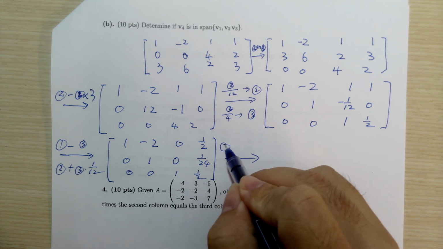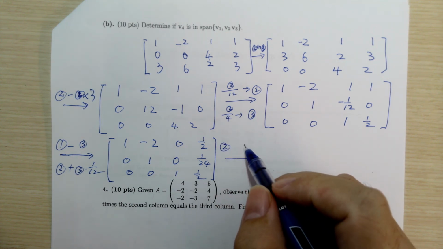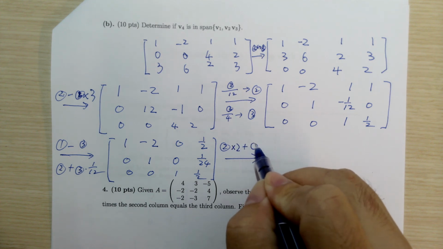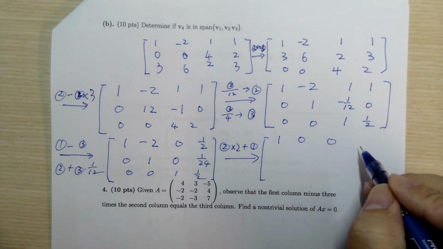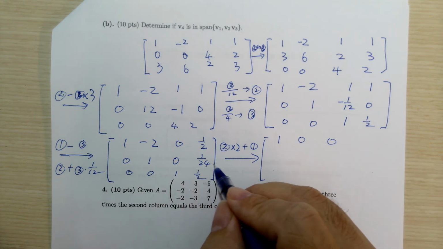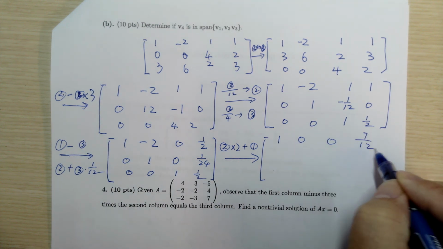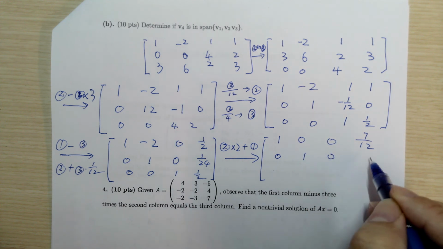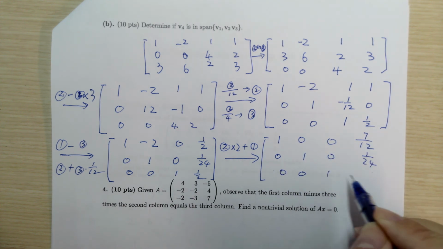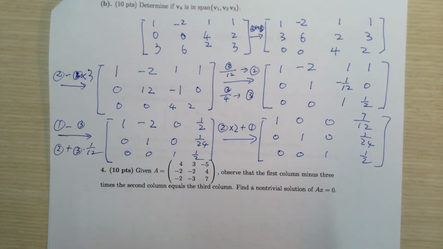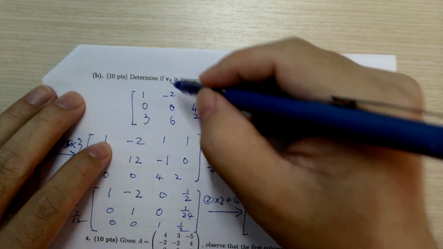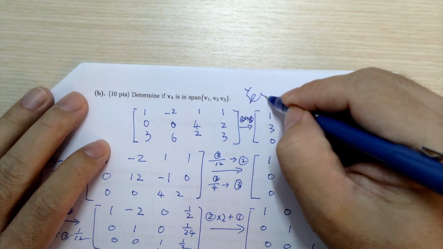You know, so row 2 times 2 plus row 1 is going to give you 1, 0, 0. So it's 1 over 2 plus 1 over 12. That will give us 7 over 12. 0, 1, 0, 1 over 24, 0, 0, 1. So yeah, this is the reduced echelon form, and we're good to go, right? And so of course, v4 is in the span, yes, the answer is yes.